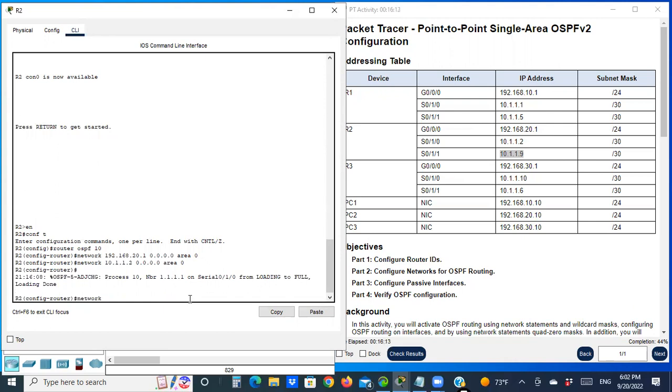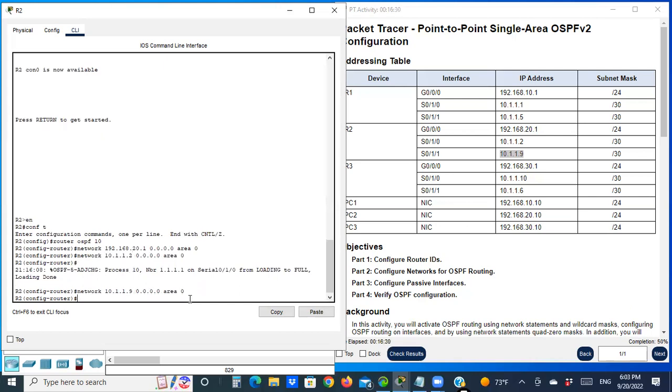Network 10.1.1.9. The address quad 0, 1.0.0.0. Okay, area 0. Okay, good, it's perfect. So we're done for R2.